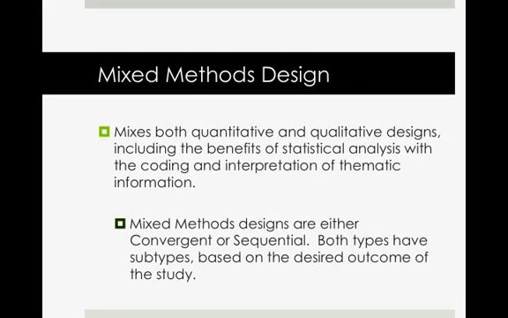Mixed methods designs are either convergent or sequential. Convergent would be when you have two studies going on at the same time, so one quantitative and one qualitative, and then they converge at the end to yield results. Sequential would be one after the other, so you might have a quantitative first and then a qualitative, or a qualitative first and then a quantitative, and then they mix at the end for results.